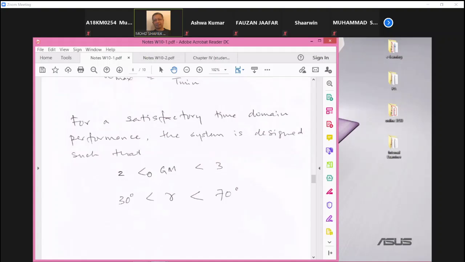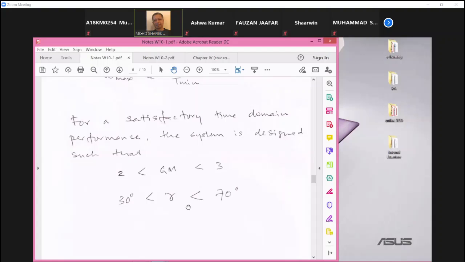So here, when the gain margin is equal to 1, the system already becomes unstable. You want it to be bigger than 2. When your phase margin is 0, that is already unstable. You want it to be bigger than 30 degrees. And you don't want gain margin to exceed 3. Your response of the system is going to be very slow.